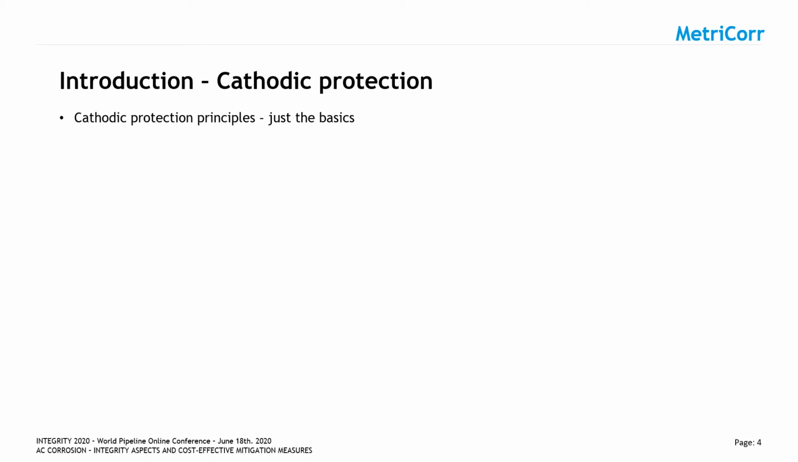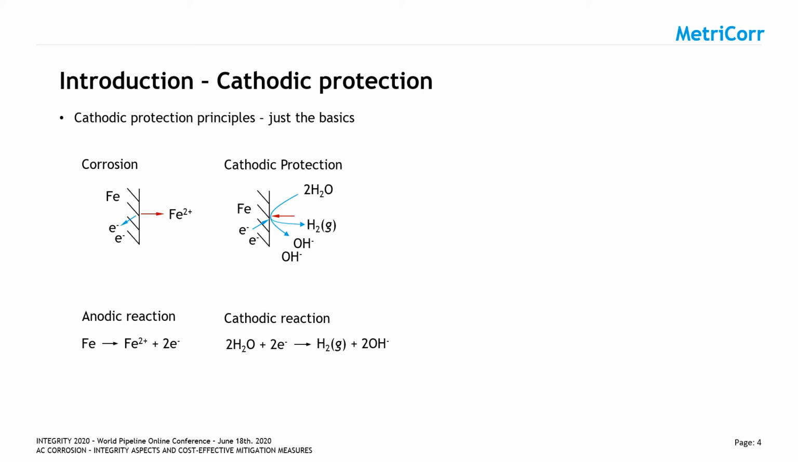Over the next few slides, I will explain the basic principles behind cathodic protection. This is important because AC corrosion is strongly influenced by CP. Here we have corrosion. An anodic reaction takes place, iron is dissolved from the surface, and current runs in the direction of the red arrow. If we invert the direction of current flow, a cathodic reaction takes place on the surface. In this case, it's hydrogen evolution and production of OH- that makes the steel surface and the surrounding environment alkaline.